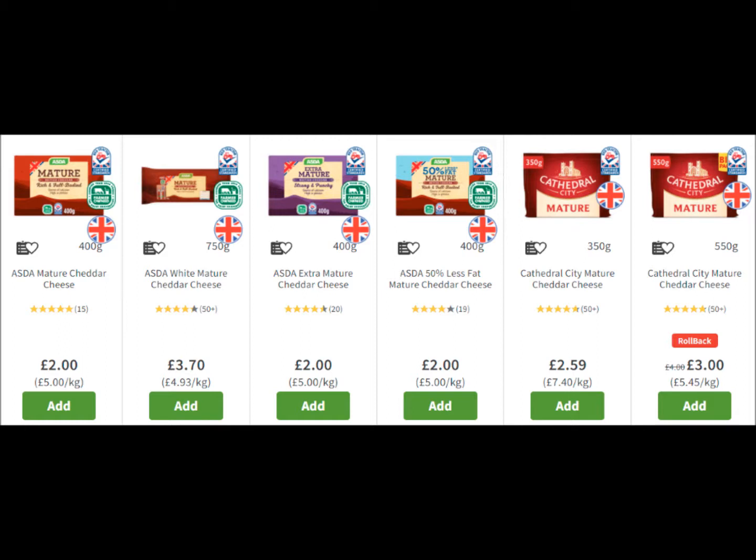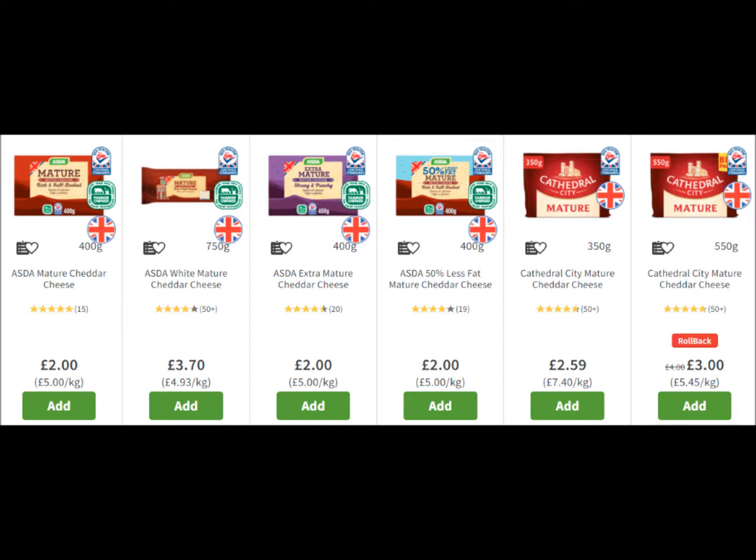So we might think that obviously the £2 ones are the cheapest one. We can confirm that in a couple of different ways. If we look underneath the price, just above the add button, it gives us the price per kilogram. So you see on the first one it says £5 and then it's got the wee dash and then kilograms. So that means for that first cheese that it's £5 per kilogram. The second one is £4.93 per kilogram, which actually means that that second one is cheaper than the first one. We're going to get more for our money, which means it's a better buy.